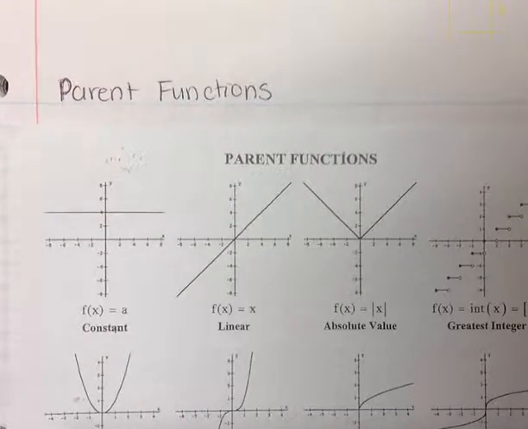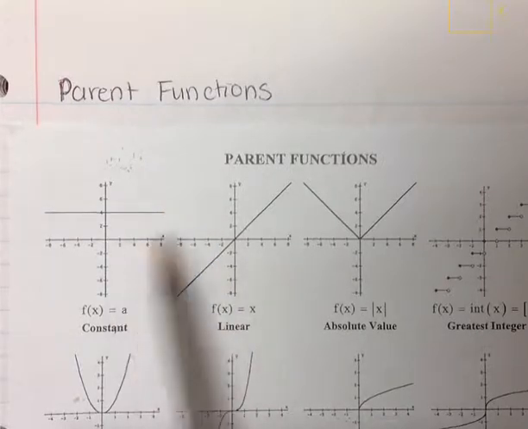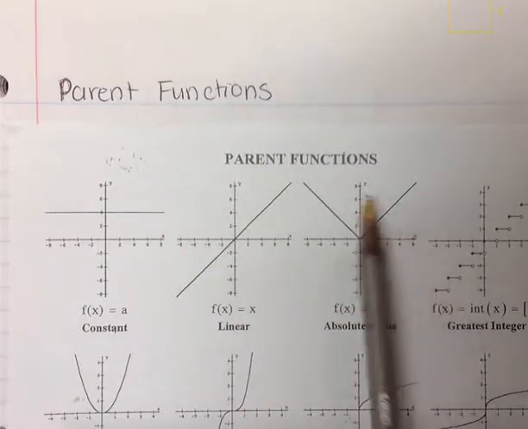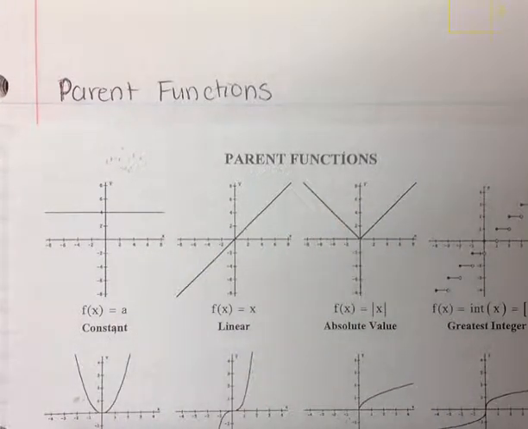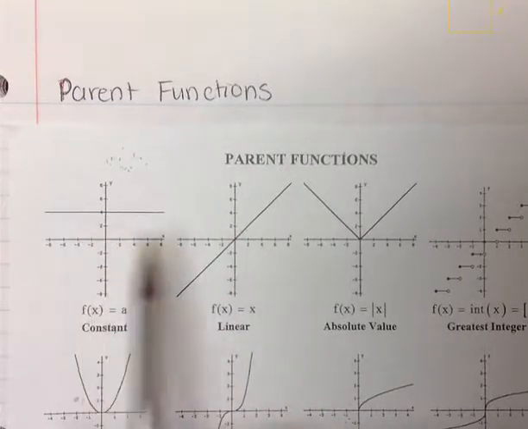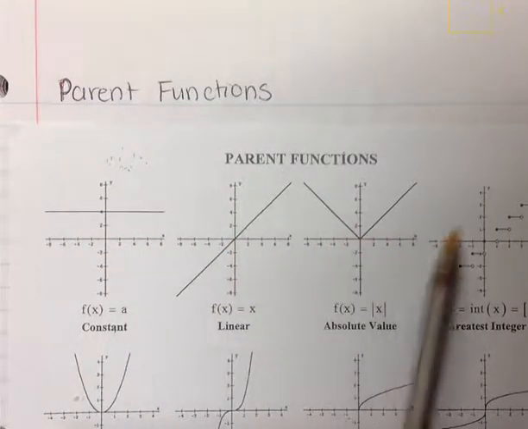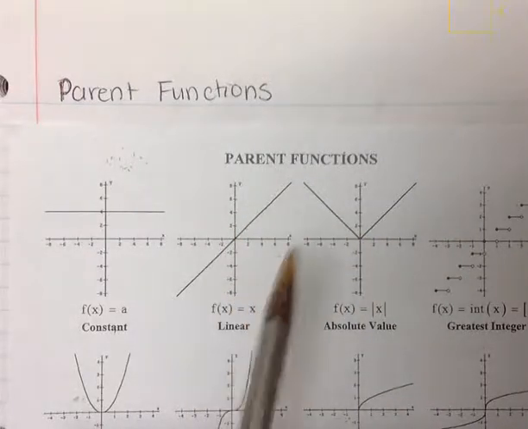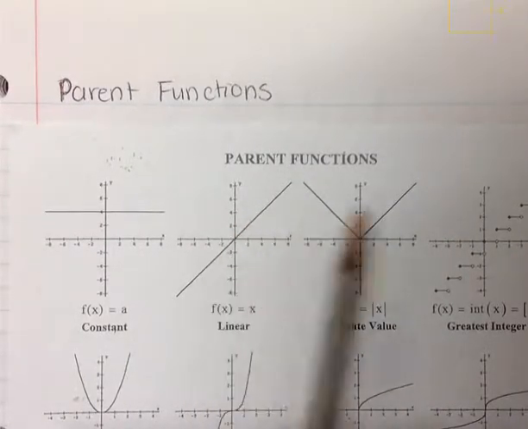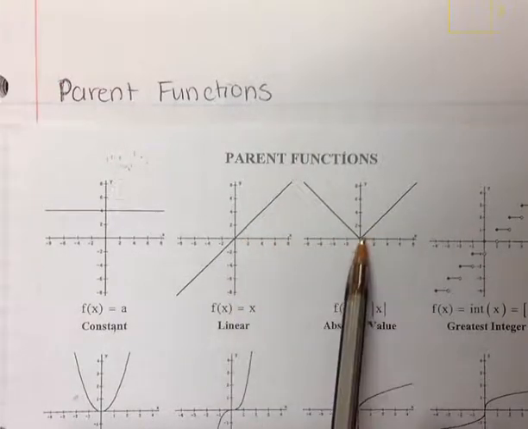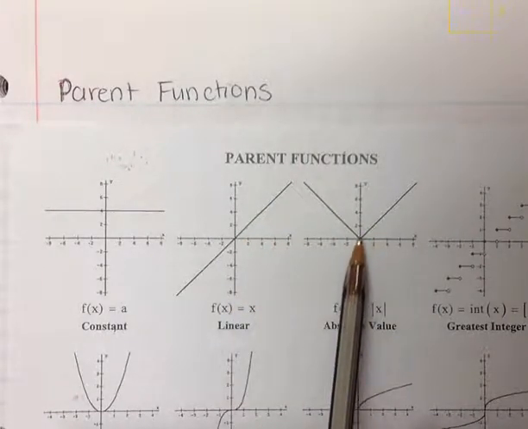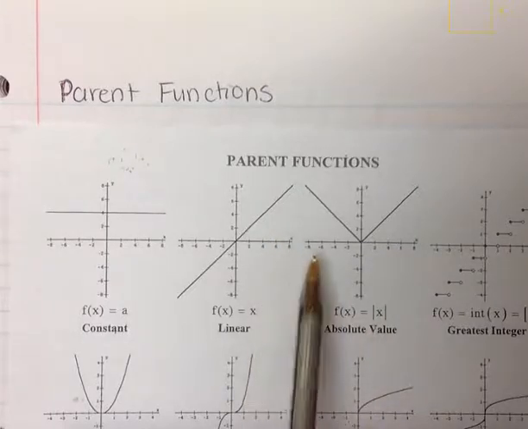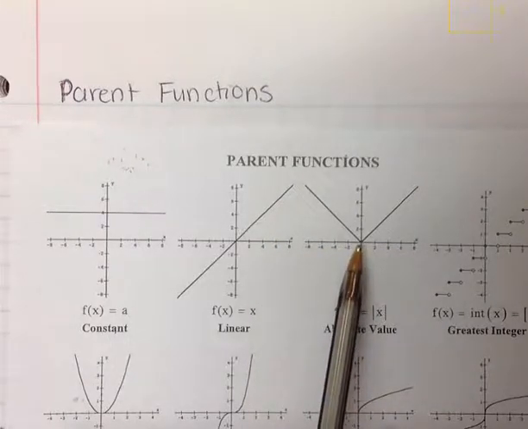This video is on parent functions. Parent functions are the graphs of functions that have no transformations occurring to them. Most parent functions will go through the coordinate of 0, 0. Once you have turned the parent function into a transformation, you will see that the coordinate from the original, the vertex, or the starting point will actually change.